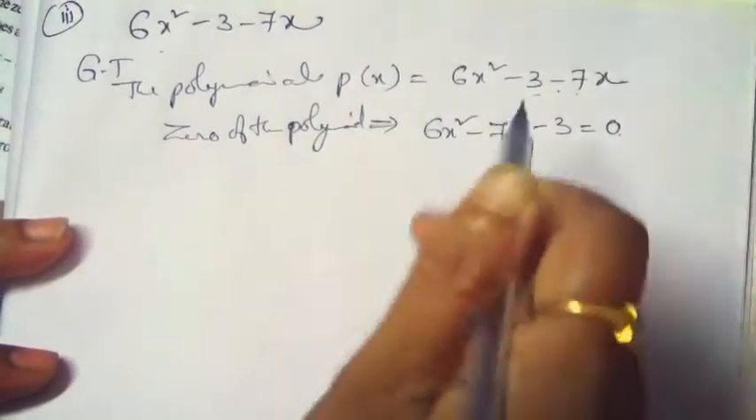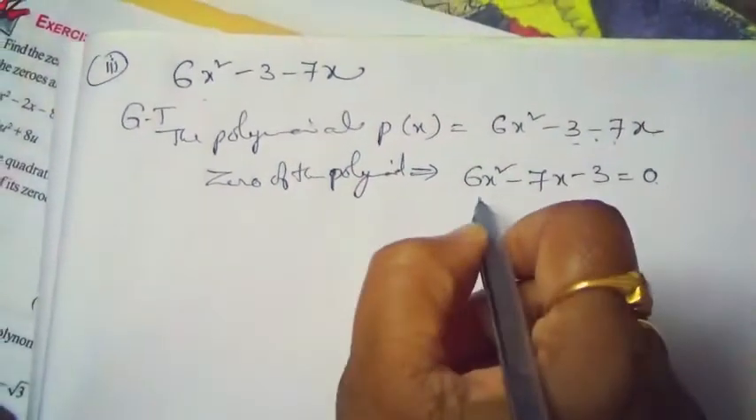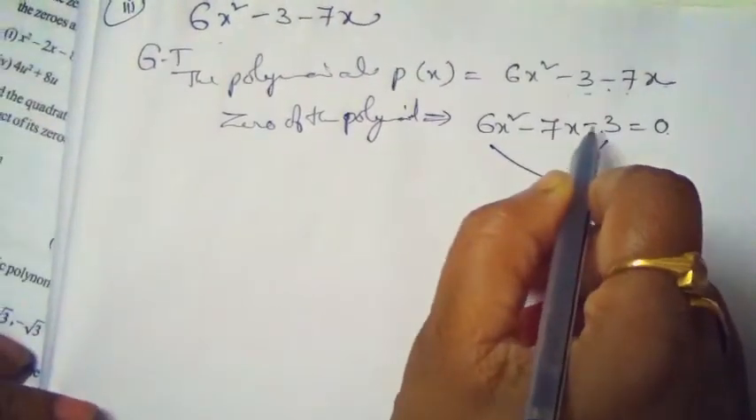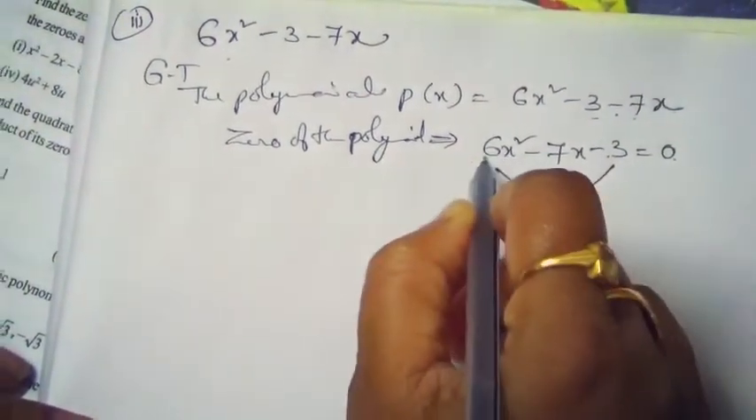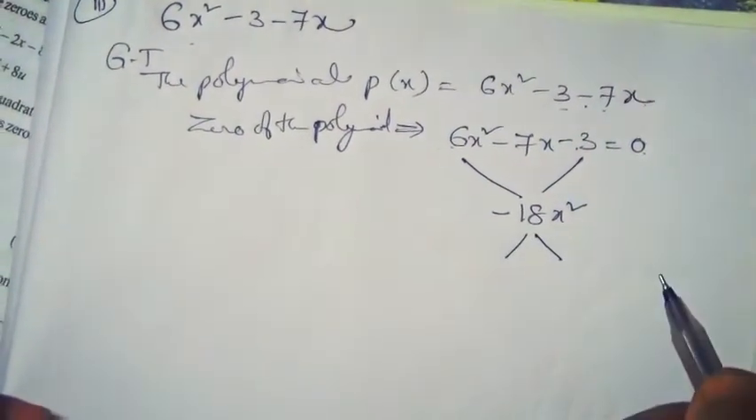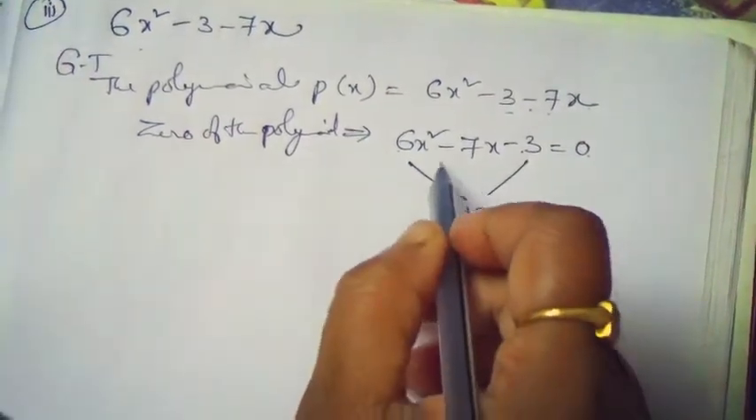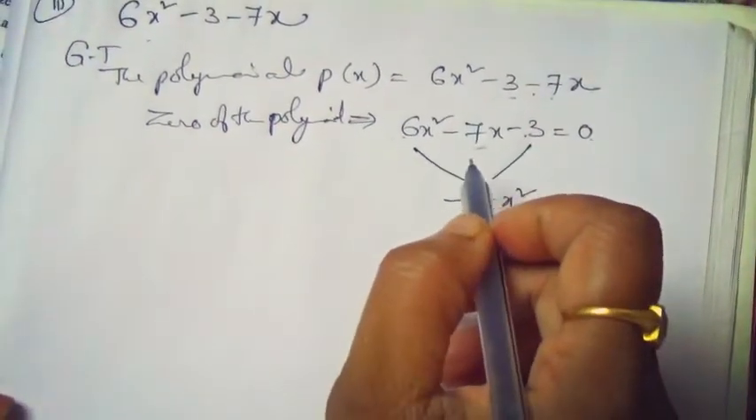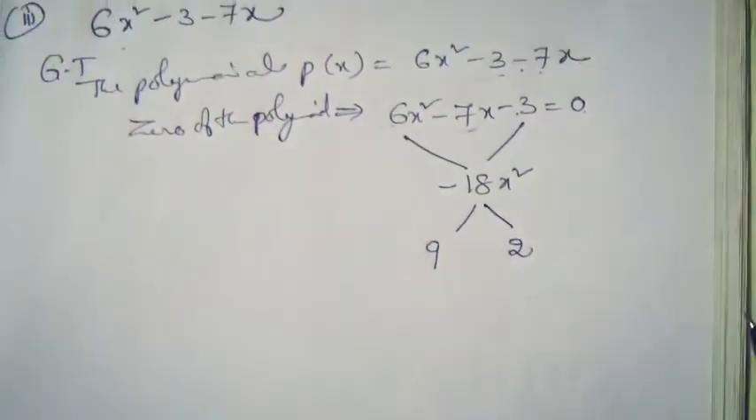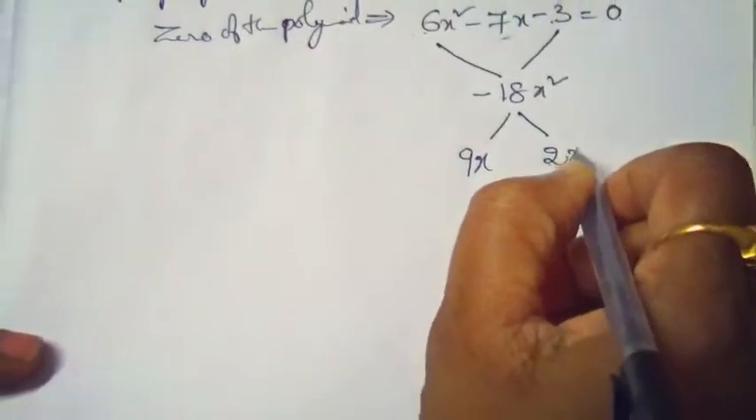When the equation is not in order, you have to make this equation in order. So on factorization, what will you get? Minus of plus minus, 6 3's 18x square. In between, we want this minus 7x, right? So 9 2's I want to take here. 9 2's 18, x into x.